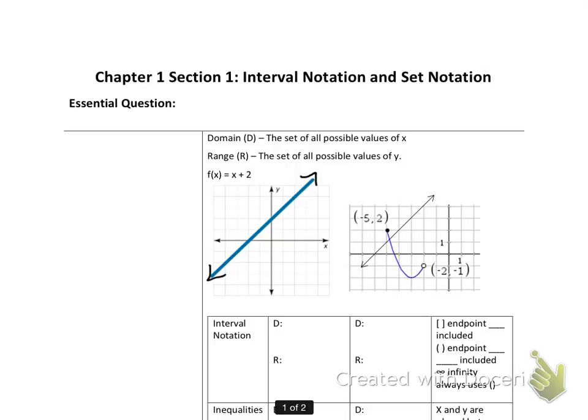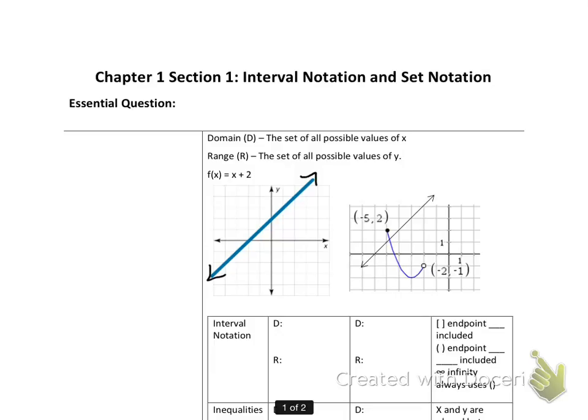We're going to be talking about domain and range and how to write them in interval notation, set notation, as inequalities, and verbally, so just with words. When we're talking about domain and range, we're talking about the set of all possible values of x and y. Domain is x, range is y.